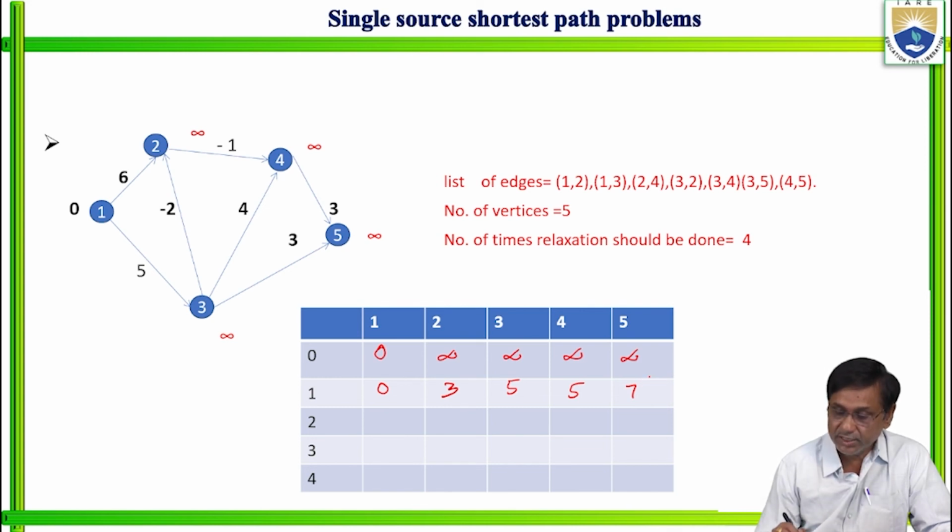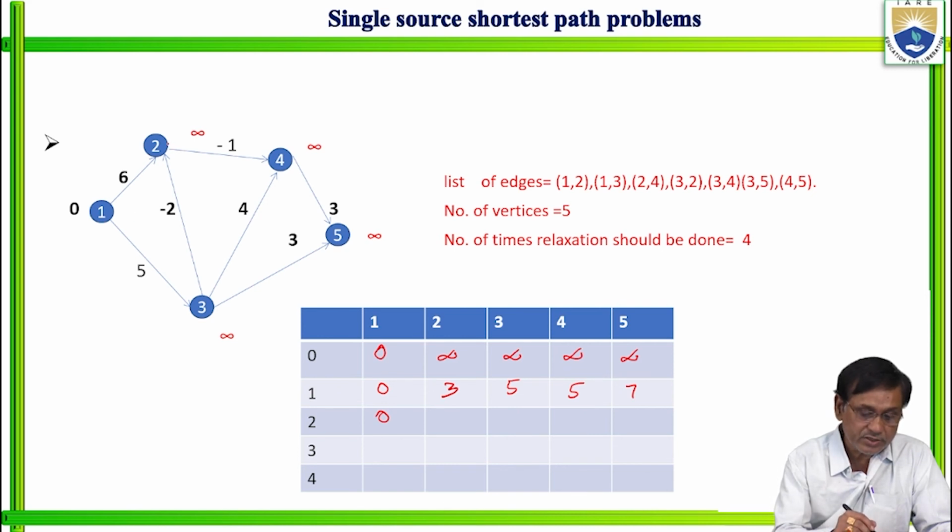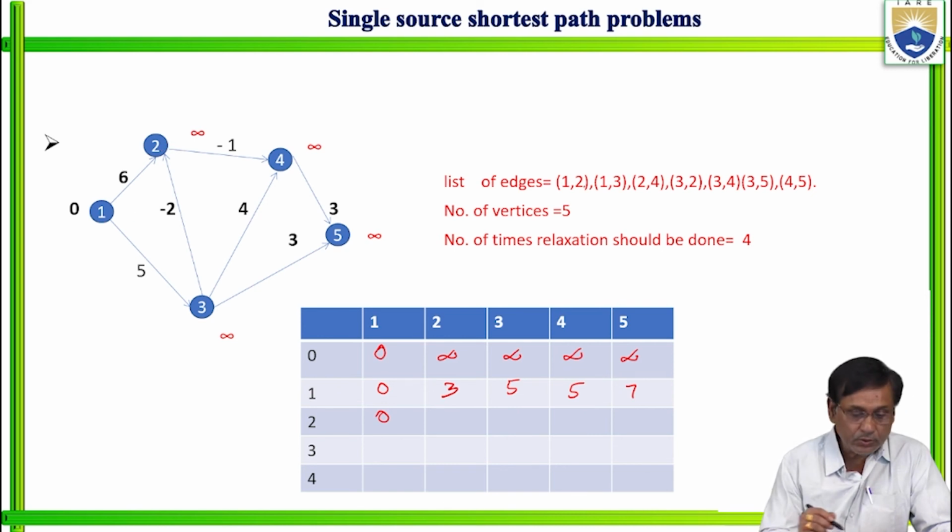Next, coming to the second relaxation. In the second relaxation, what is that? 1 to 2. The first one is initially 0. When the second vertex is concerned, how much is it? 1 to 2 is 3 only, after changing that one. Next 1 to 3. 1 to 3 is 5 only. Then 1 to 4.